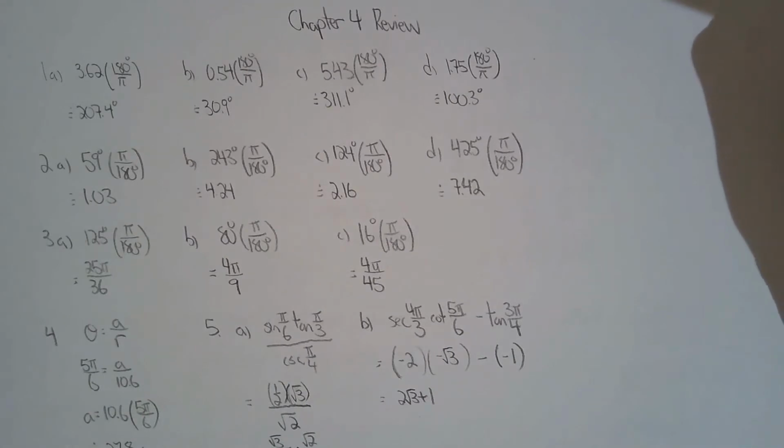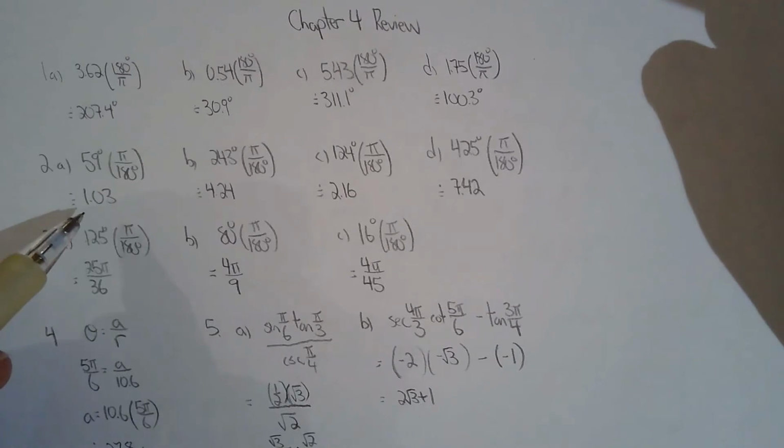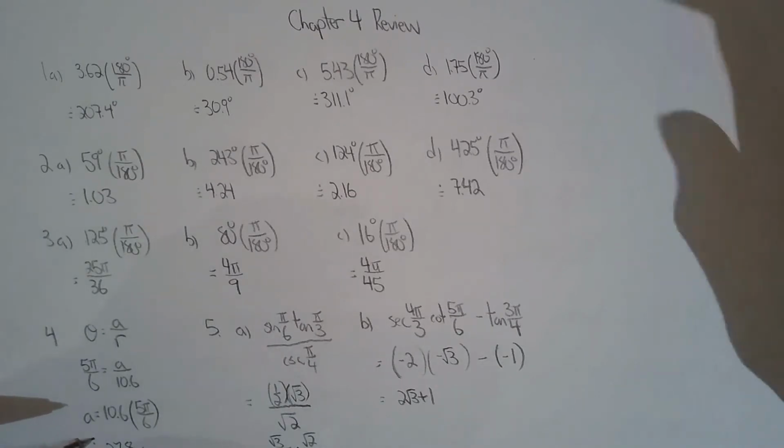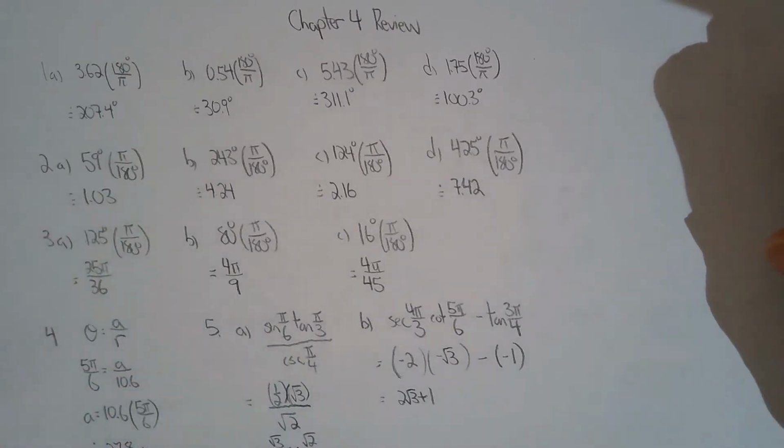For number 2, they gave me the angle in degrees and they asked me to convert to radians and round it to 2 decimal places. Once again, nothing too complicated, so those are my answers.